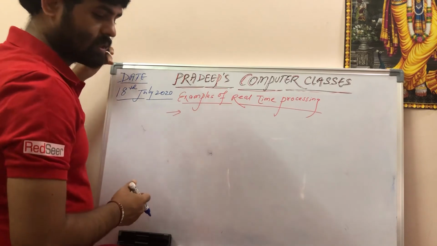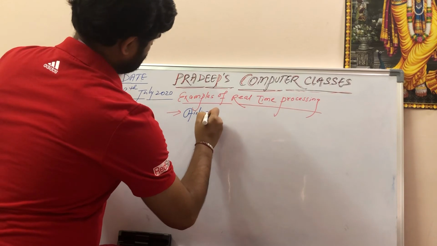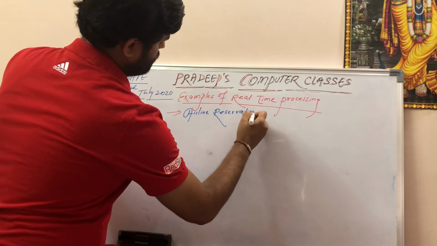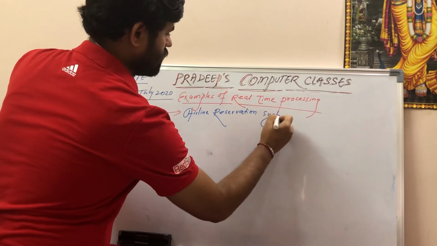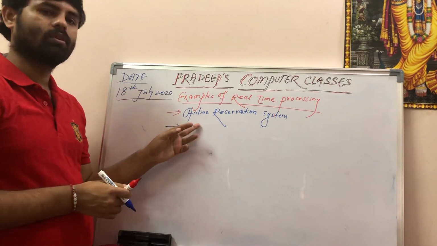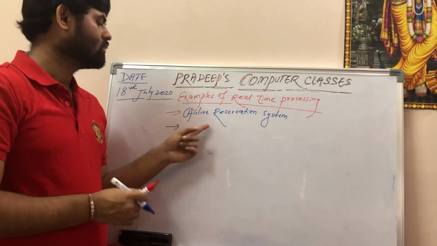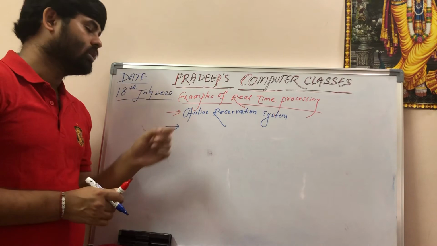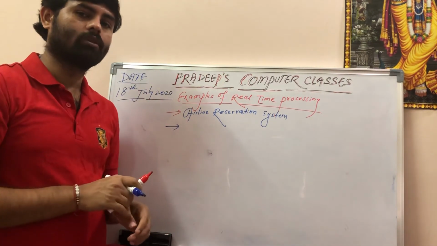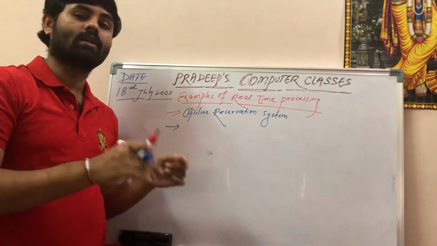So the first example is the airline reservation system. You are doing a reservation for a flight. You want to go from Patna to Delhi via aeroplane, so you have to reserve the flight. In airline reservation, it is not like you give the request now and tomorrow they come with the details of the available flights. You need the flight details as of now.